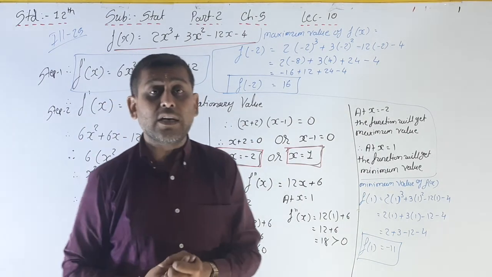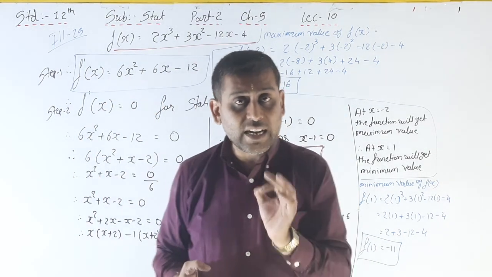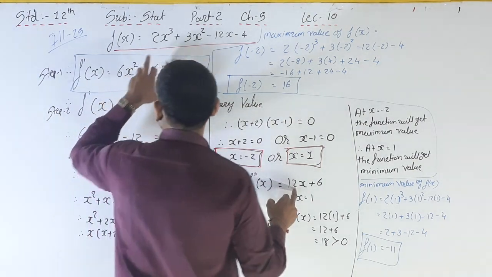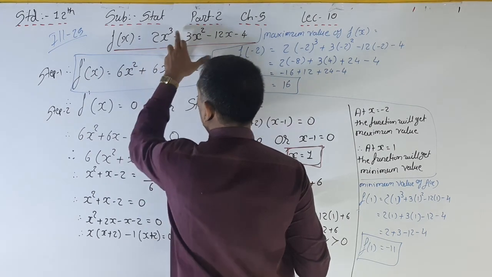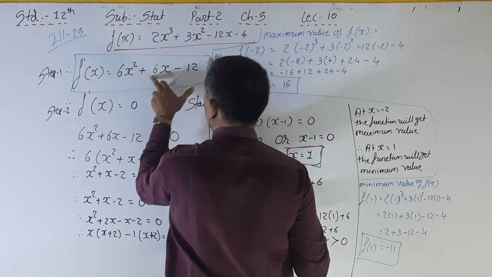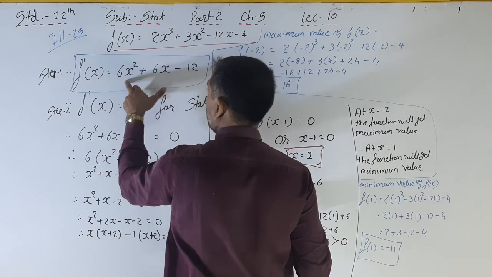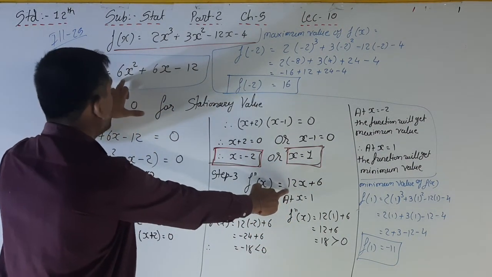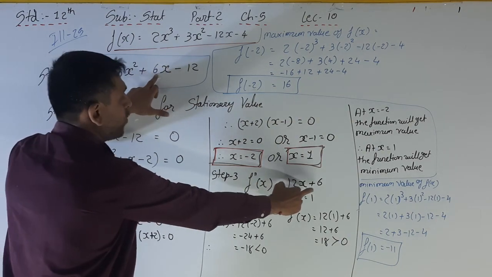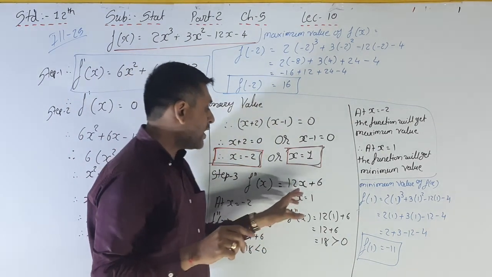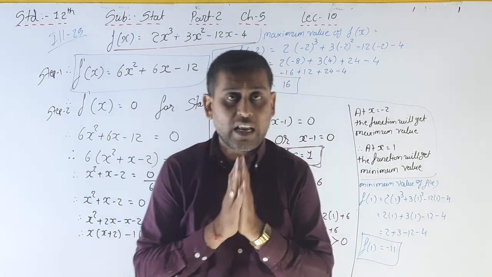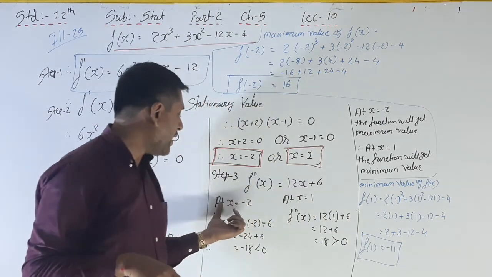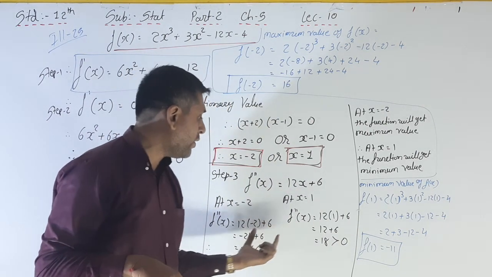What is your third step? We have to find the second derivative. What is that second derivative? From this, see here, the first differentiation is 6x² + 3x·2 = 6x - 12, and from this we find the second differentiation: 6 × 2 is 12x, plus 6 × 1 is 6, and minus 12 becomes 0. That's why 12x + 6 is your second derivative. Now put the stationary values into this, that is x = -2 and x = 1.